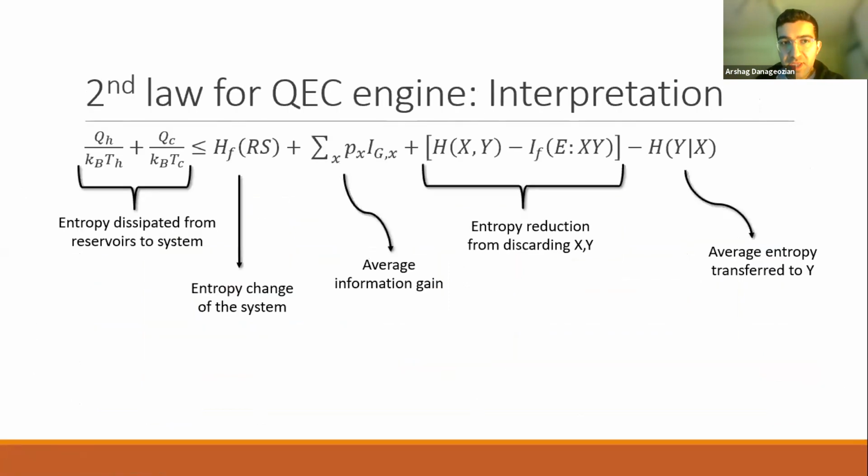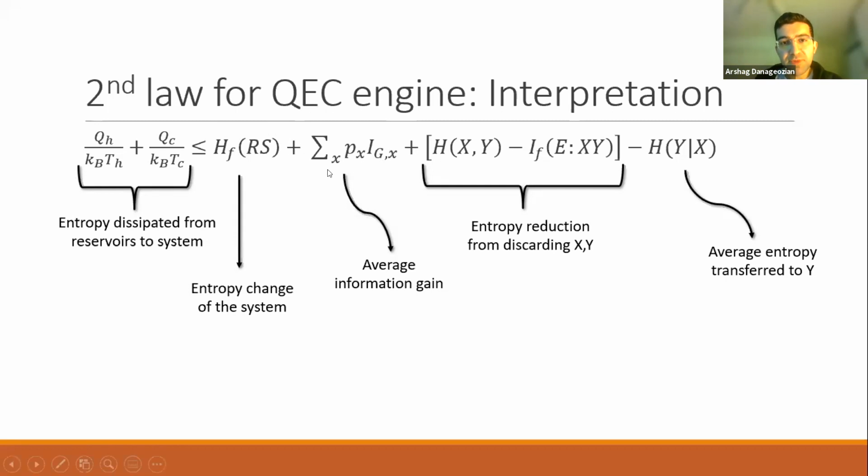So the Clausius inequality for this engine looks as follows, where on the left-hand side is what you would expect, right? It's the entropy dissipation from the reservoirs into your system. And on the right-hand side, there's an account for all possible entropy changes that you would expect. So the first one is, of course, the entropy change of the system. This is the final state. Of course, the initial state entropy is 0, right? Because we purified the state of the system.